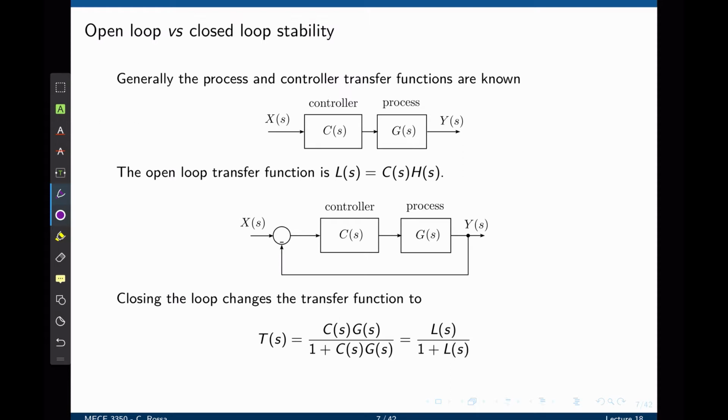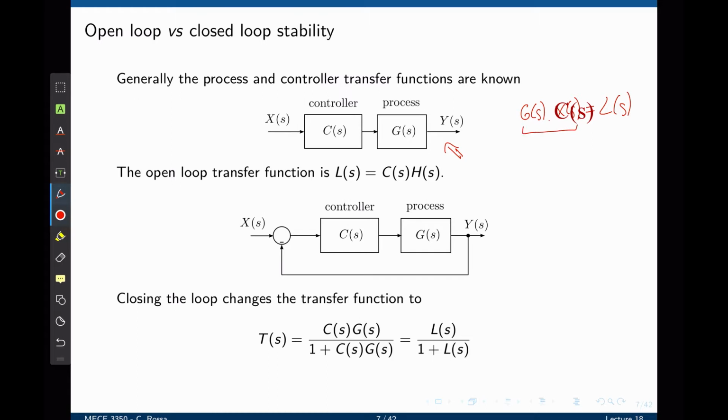Consider the open loop transfer function here. We have a controller C of S and a process G of S. Generally, the process and the controller transfer functions are known. The controller is up to the designer to choose, and the process can be identified experimentally. Consider the input of the system to be X of S and the output is Y of S. Here we have the open loop transfer function of this system, which is simply C of S times G of S. We're going to call this open loop transfer function L of S, the line transfer function or loop transfer function.